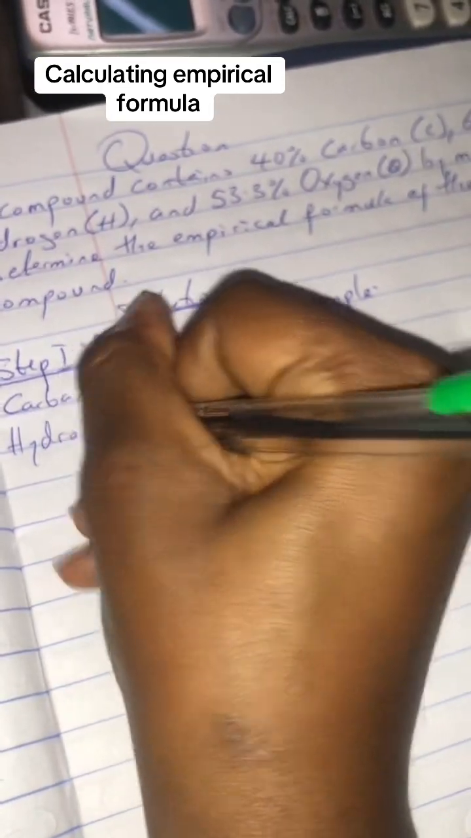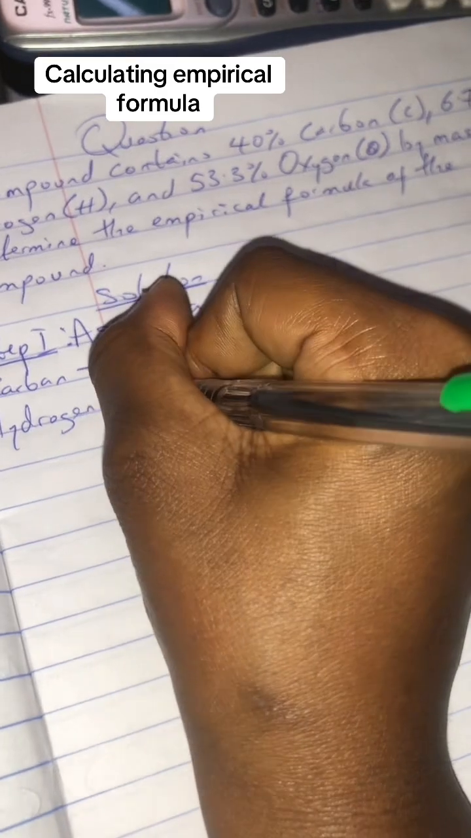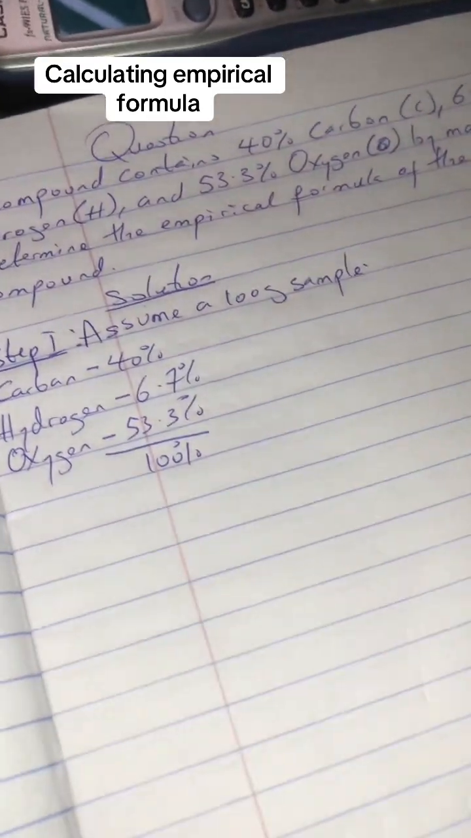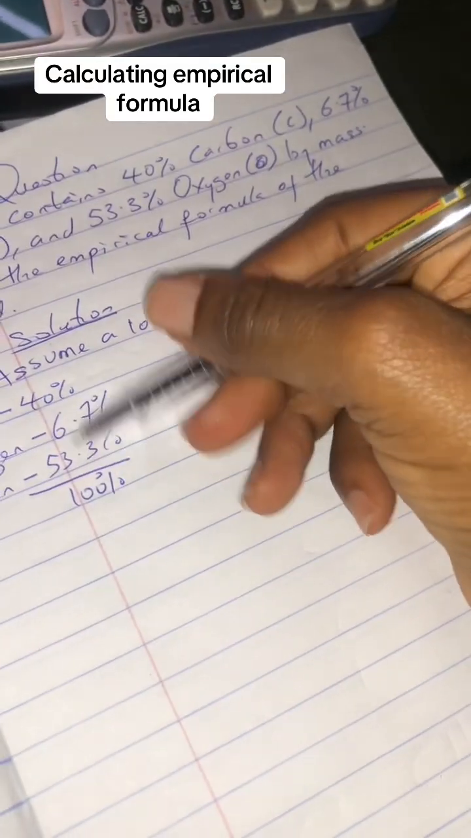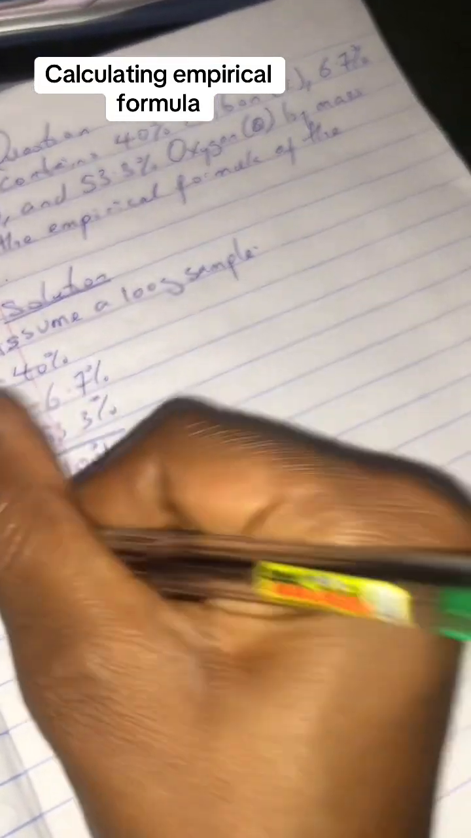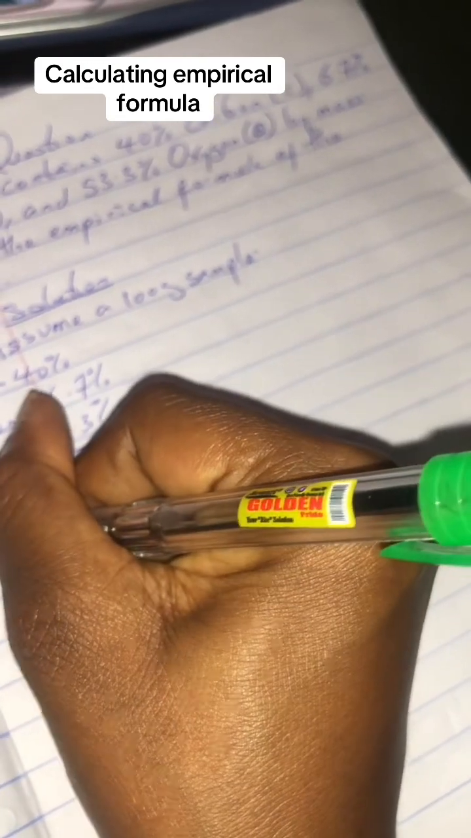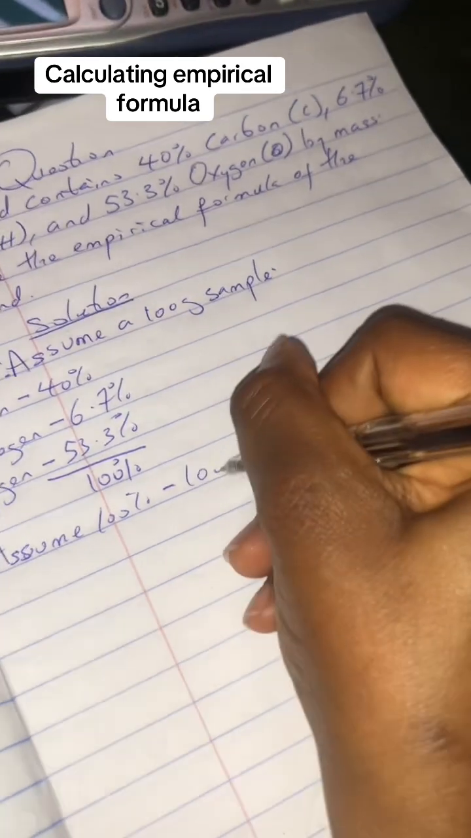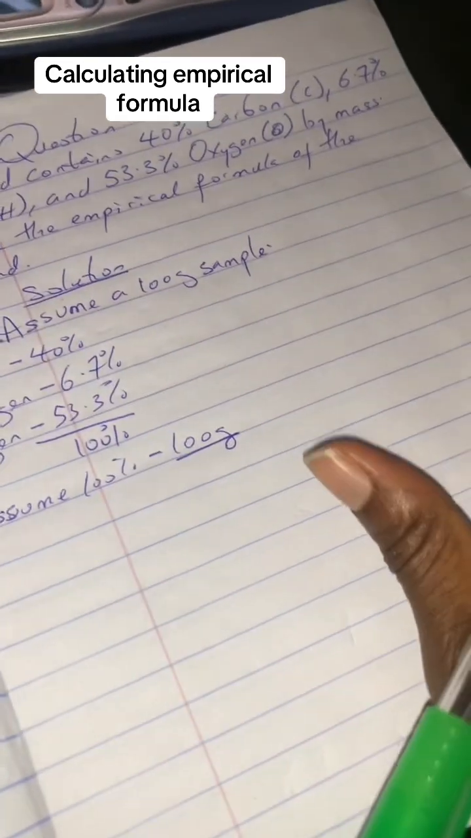Hydrogen is 6.7%, and oxygen is 53.3%. If we add all this together, this would give us 100%. What we're going to do is to assume this 100% is 100 grams. That's what we're going to do.